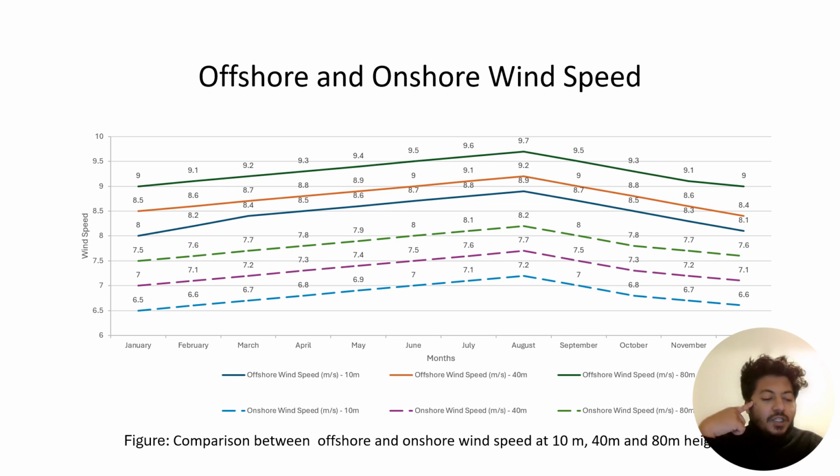This difference is attributed to the lack of obstructions over open water, as illustrated in the terrain comparison graphic. The power density chart emphasizes offshore advantages with values reaching 435 watts per square meter at 70 meters, compared to 360 watts per square meter for onshore locations. This matrix underlines the superior energy potential of offshore turbines.